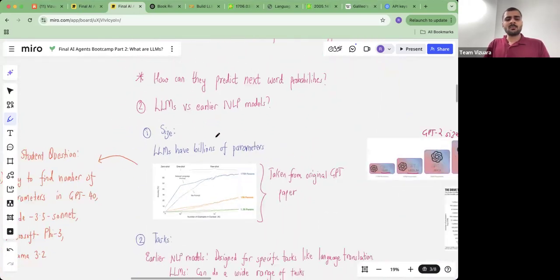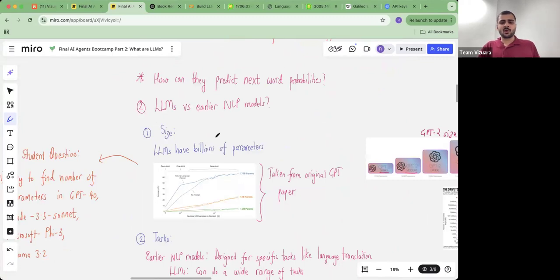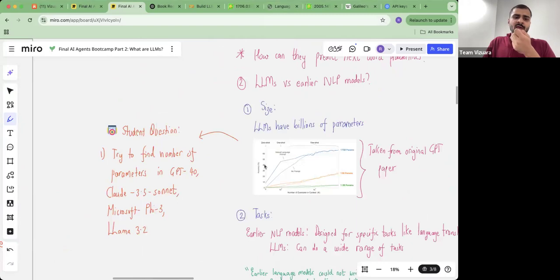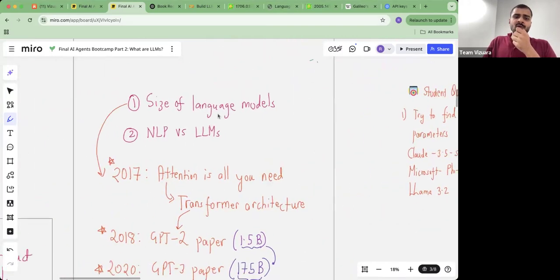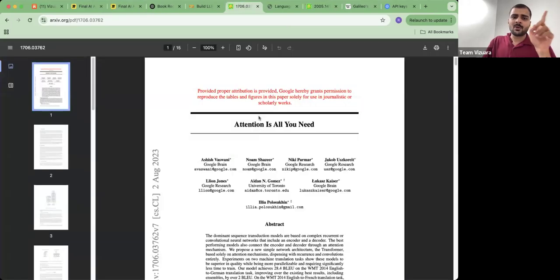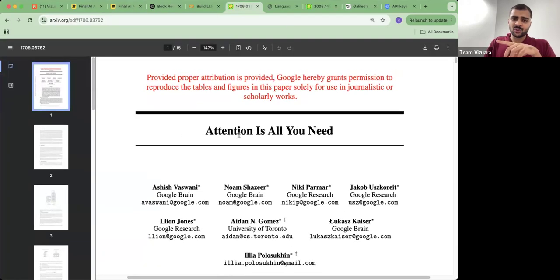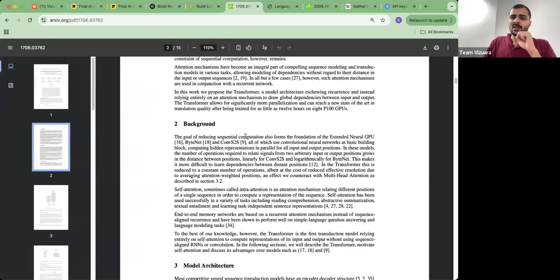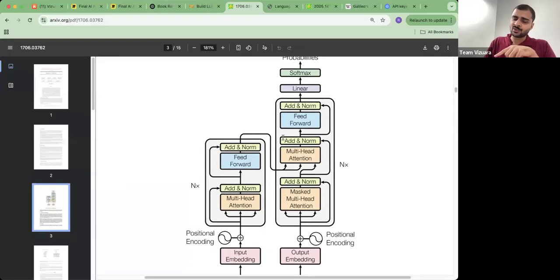Now let's come a bit to the history of large language models and why they are called language models in the first place. Why do they need so many parameters? So here is the history of how it all started. The first paper which came out was in 2017, Attention Is All You Need. That's when they implemented the transformer architecture.